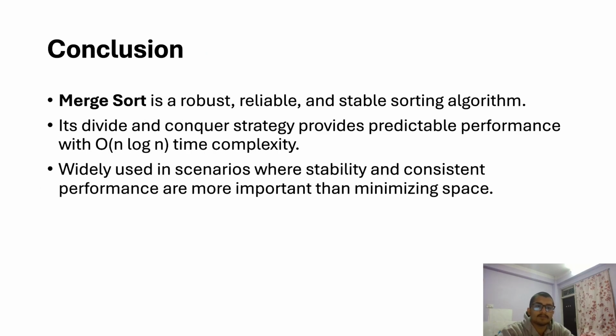Now, to conclude, merge sort is a robust, reliable, and stable sorting algorithm. Its divide and conquer strategy provides predictable performance with big O of n log n time complexity. It is widely used in scenarios where stability and consistent performance are more important than minimizing space.